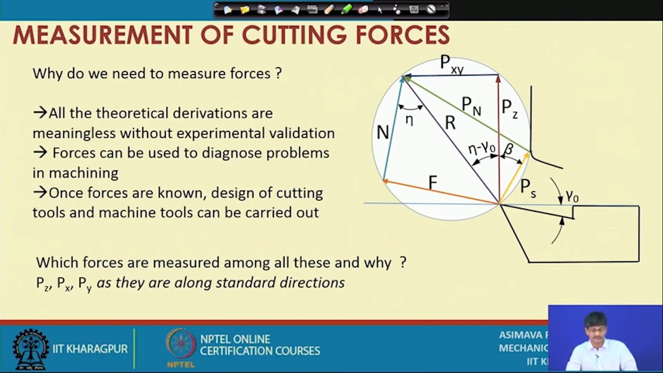But you might ask me, what is the whole point of calculating and measuring cutting forces. Suppose we know nothing about them, what is wrong? First of all, if we do not know cutting forces, we cannot estimate what should be the dimensions of the machine tool on which this cutting is going to take place.